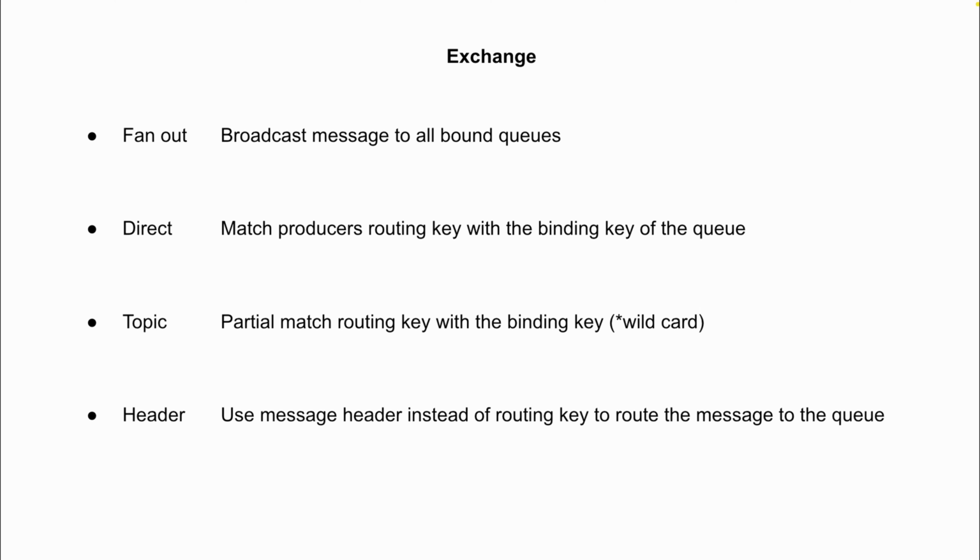Then the last one is a header exchange. Here there are no routing keys to be sent. Instead, a message header is sent along with the data, and that is used to route the message to the queue. So that was a brief introduction about RabbitMQ. We'll be implementing a simple producer and a consumer, and we'll be doing it in Python, and we'll use a client library for RabbitMQ. It's called Pika. So we'll use it for our demo, and let's jump into it.